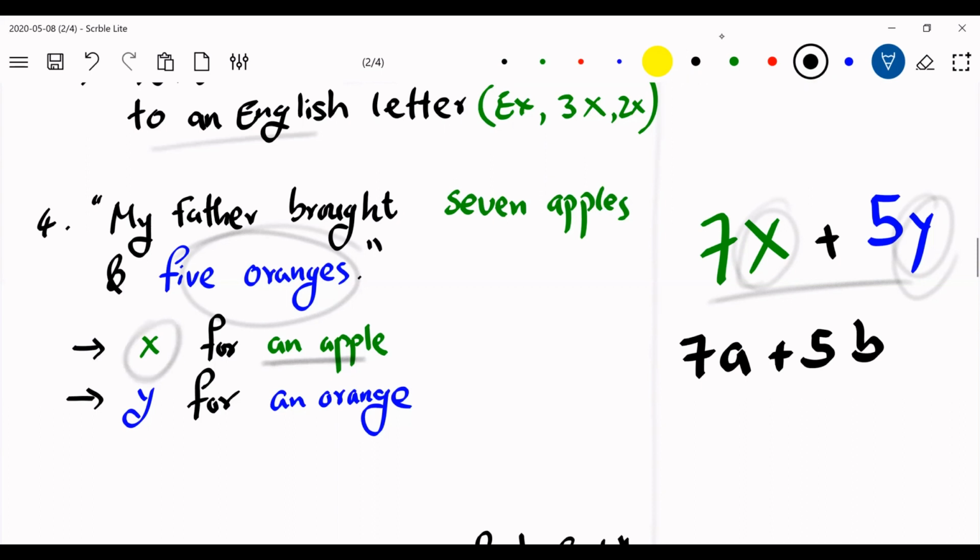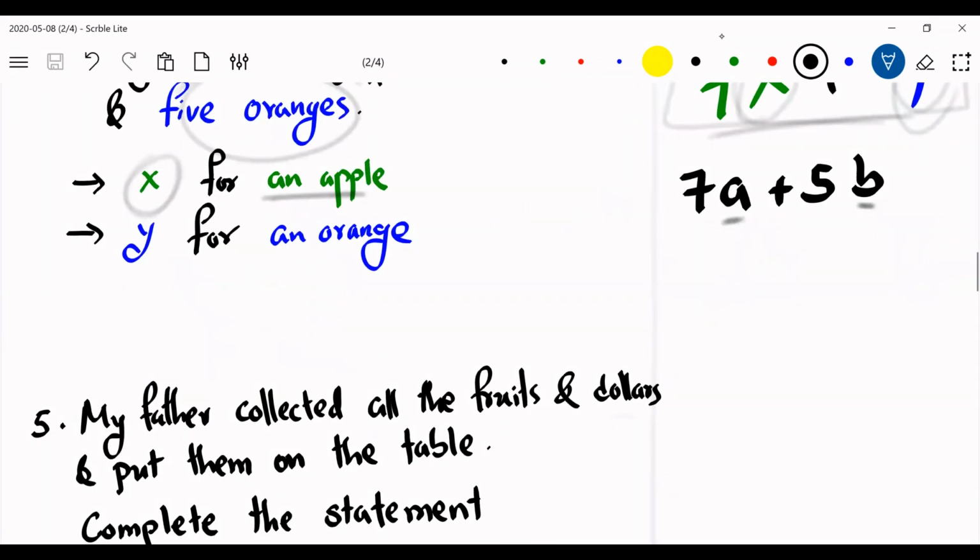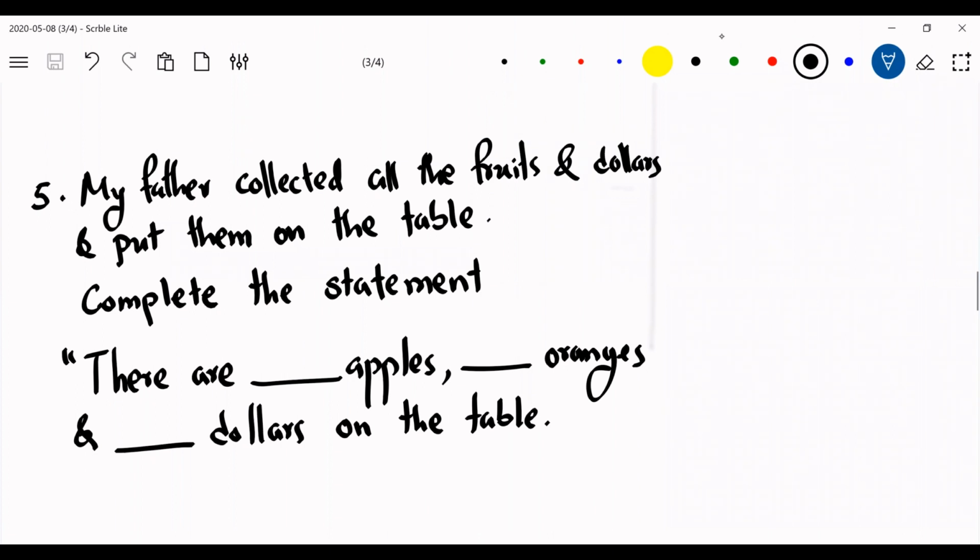The only difference is I should use two different letters to represent apples and oranges as they are different. However, since I have already used x and y, I'm going to stick to my original definition. Okay, now let's suppose my father collected all the fruits and dollars and put them on the table. So suppose we want to complete the sentence, there are this many apples and this many oranges and this many dollars on the table. So we want to find out the amounts of each.